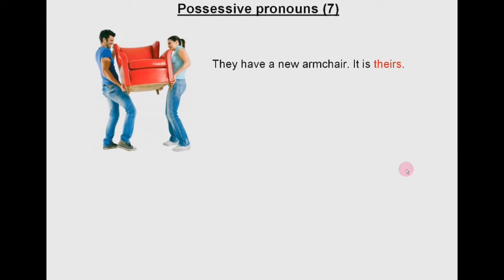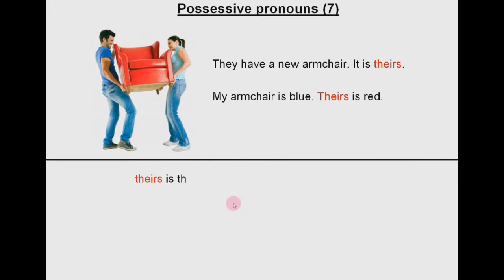They have a new armchair. It is theirs. Another example. My armchair is blue. Theirs is red. So this is the third person plural. I'm sorry I didn't write it in the title, but it is the third person plural, which means they as the personal pronoun, or their plus noun, is the possessive adjective.